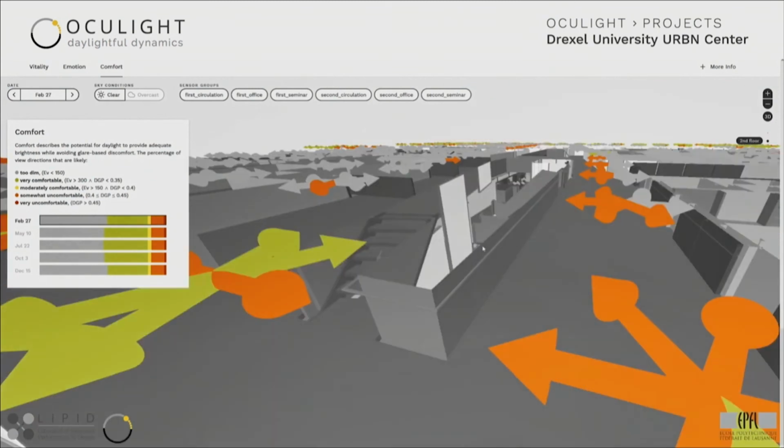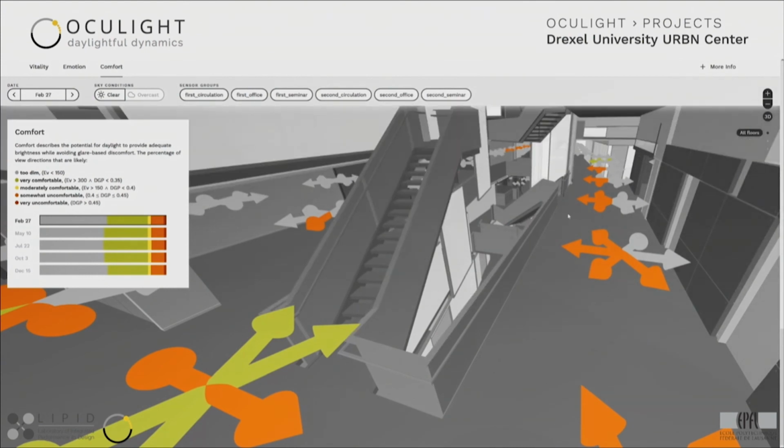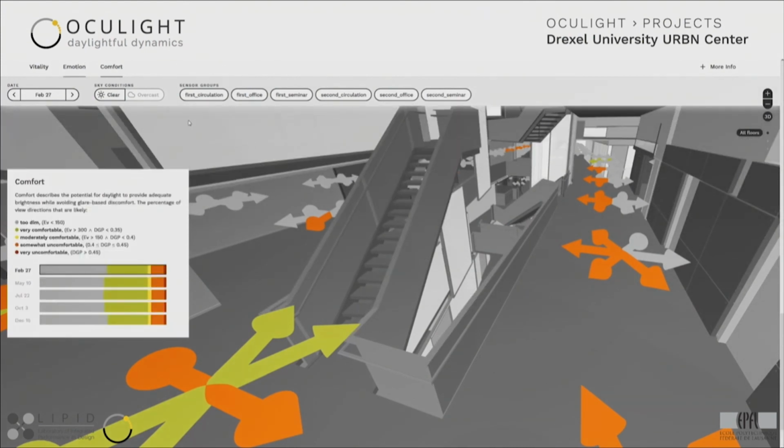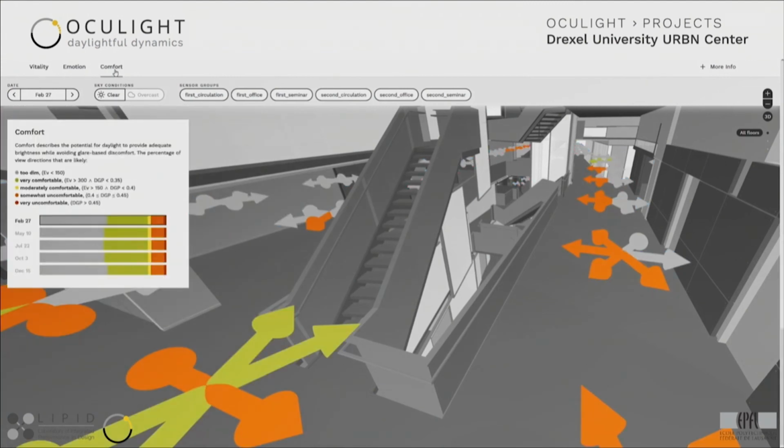And so we can also get inside the space. Soon we will be able to have renders as well, and then you can start to play with the performance of this space by being really inside it, looking at the overcast versus clear sky conditions, and looking at the three different pillars of performance that I was mentioning before.